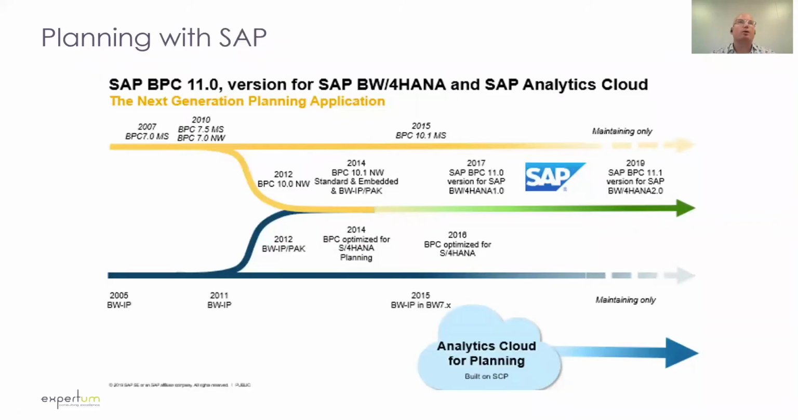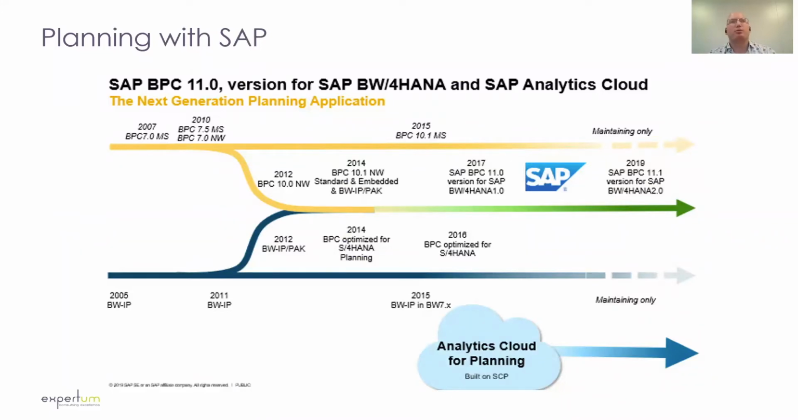Now, if we go to planning with SAP, I want to show the BPC version 11 where it comes from. So in 2007, SAP bought OutlookSoft, the company. Then OutlookSoft was made into BPC, the version 7.0 and the 7.5.